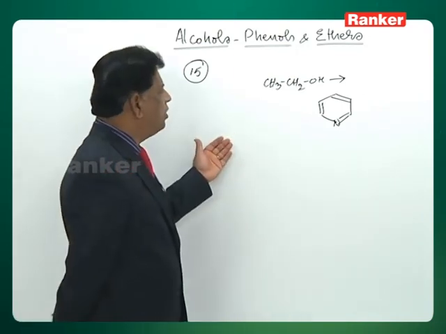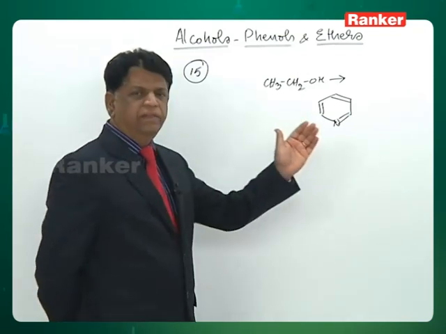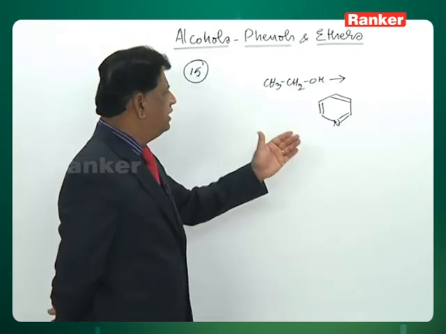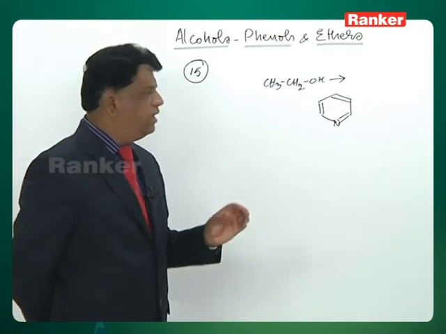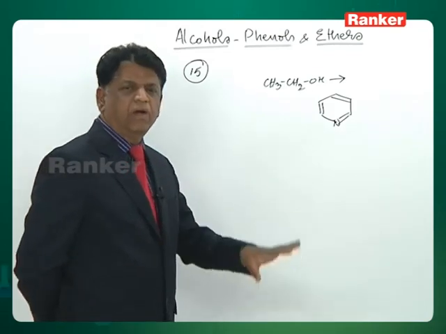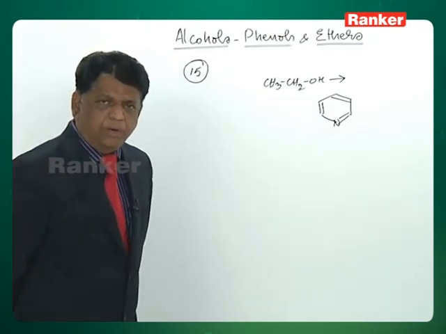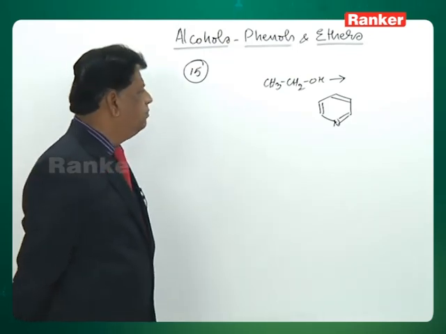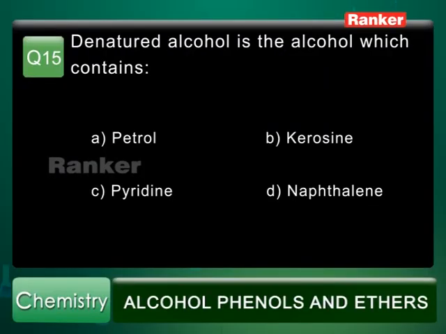From where ethyl alcohol is produced, the medicinal industries and so on, when you are supplying ethyl alcohol, a small quantity is added. Sometimes even sodium hydroxide is also added, but the best is pyridine addition. So the question here is: pyridine addition makes denaturation. The answer goes to C.